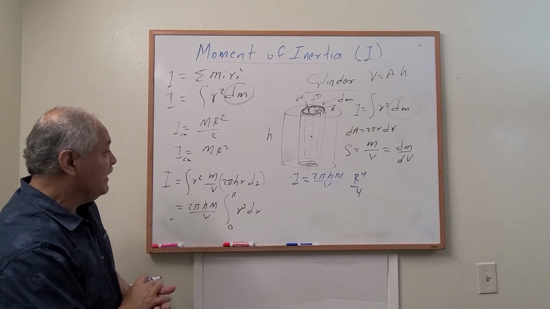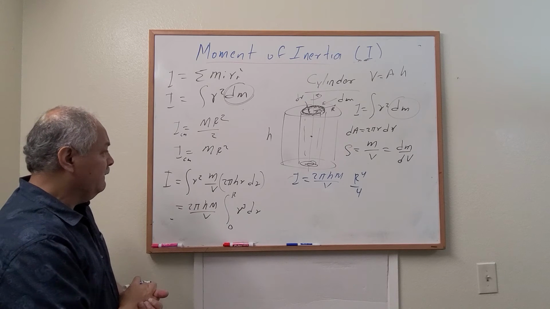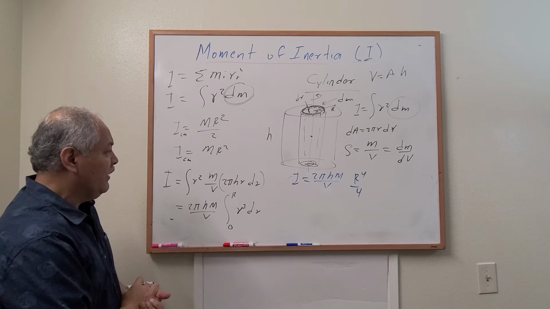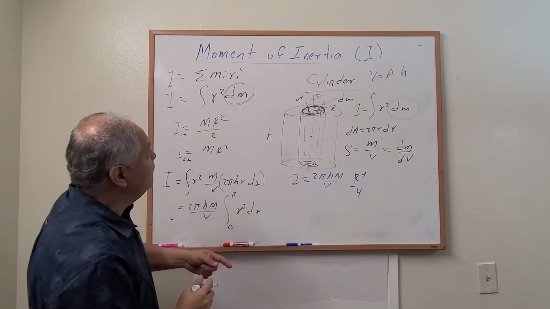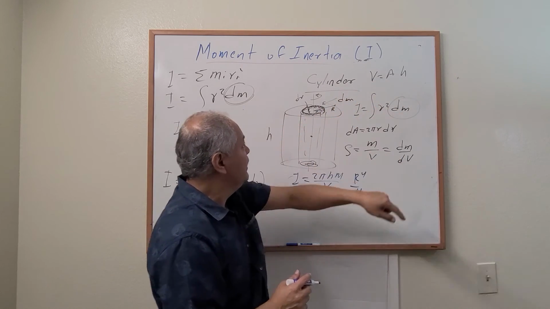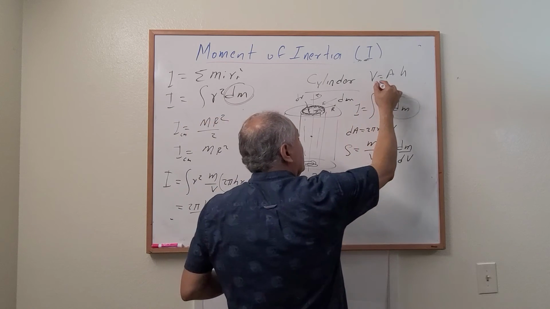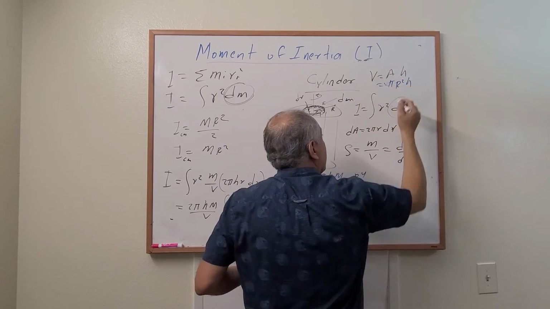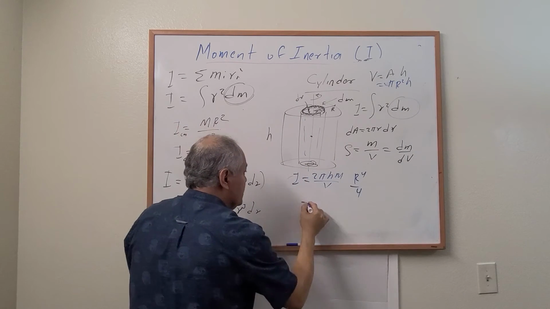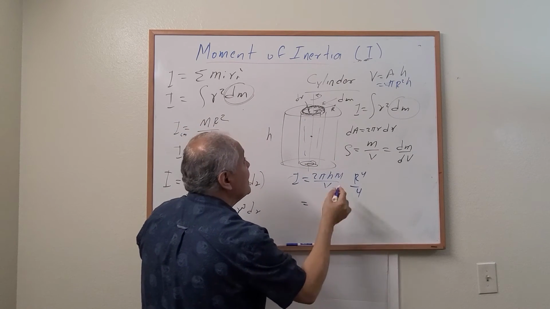Okay, and we have that equation. Perfect. Now let's go to the volume. We found volume right here is area times h. But what is area? Area is equal to pi r squared times h. Okay, let's do it. So it's equal to what?